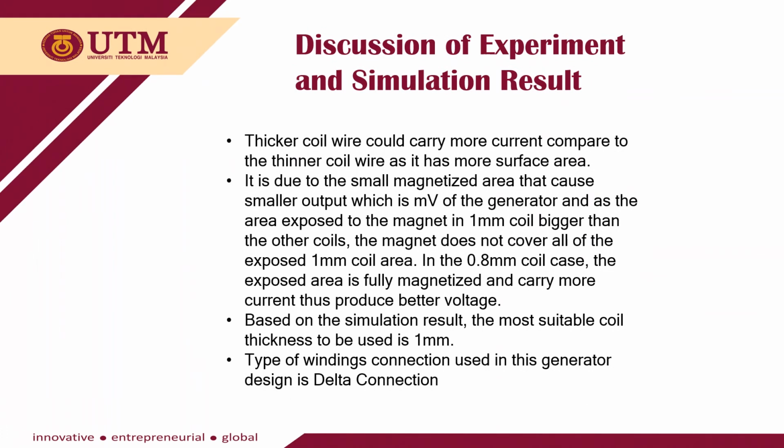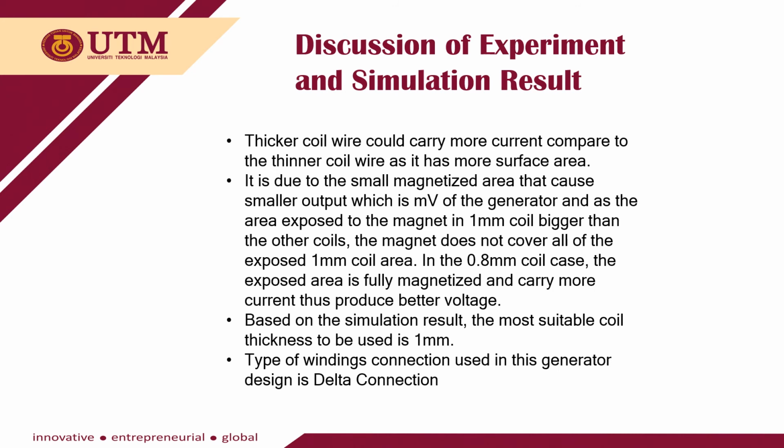To discuss this, firstly we will see the experiment result. Basically, a thicker coil wire would carry more current compared to the thinner coil wire as it has more lanes and more surface area. But as we can see in the experiment, the output of the generator is small, which is in millivolt. This might happen due to the small magnetized area. As we can see, the stator of the 1 mm coil wire thickness is way bigger than the 0.5 mm and 0.8 mm coil thickness.